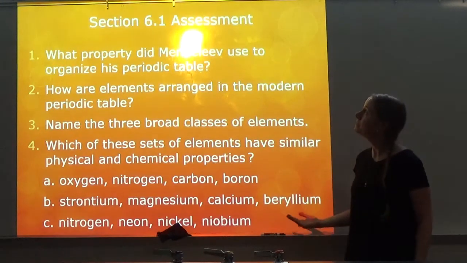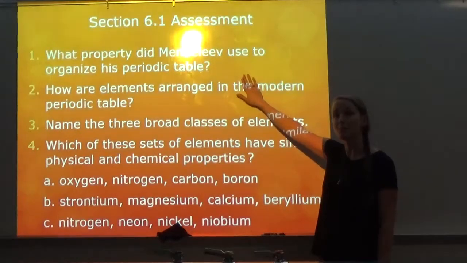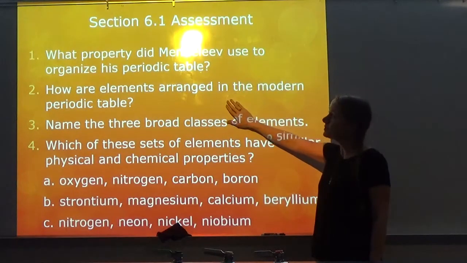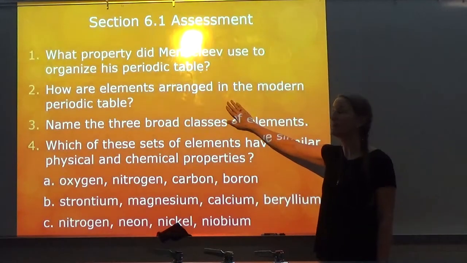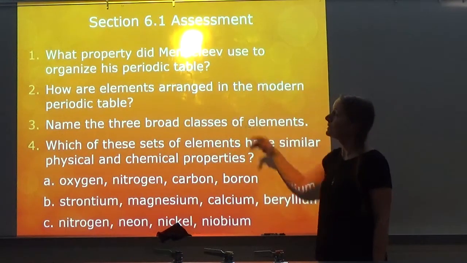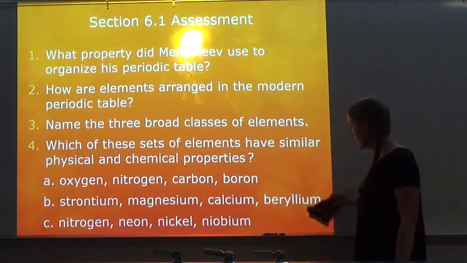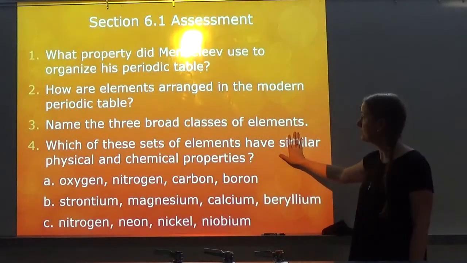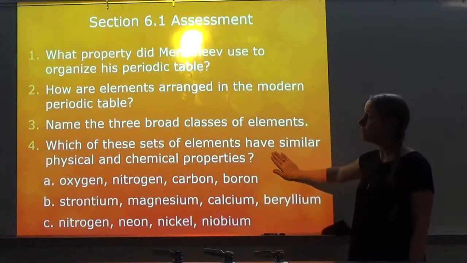All right, so what property did Mendeleev use to organize the periodic table? He put it in order of increasing atomic mass. Number 2, how are elements arranged in the modern periodic table? It is by increasing atomic number. Number 3, name the 3 broad classes of elements. That would be metals, nonmetals, and metalloids.